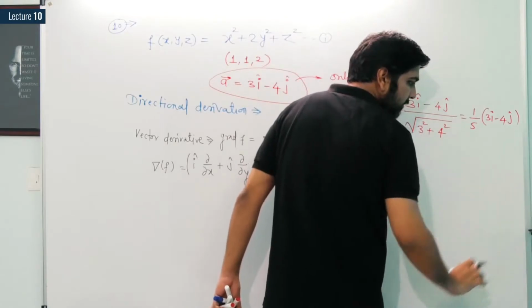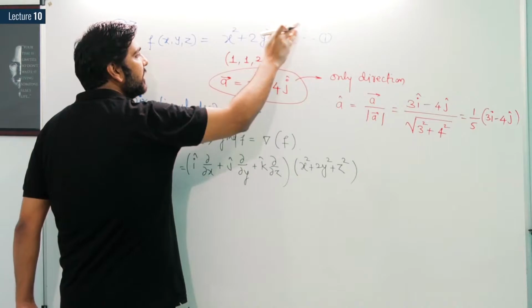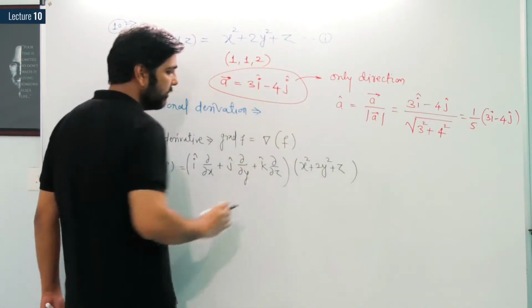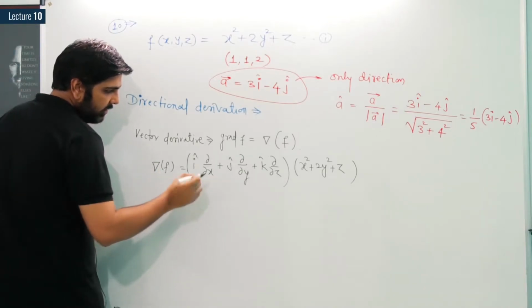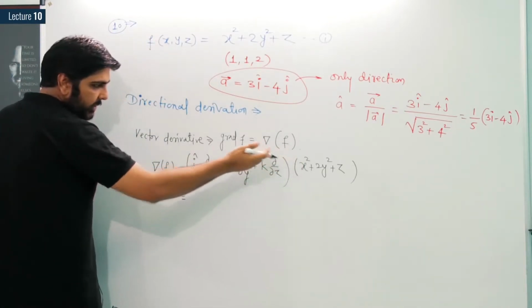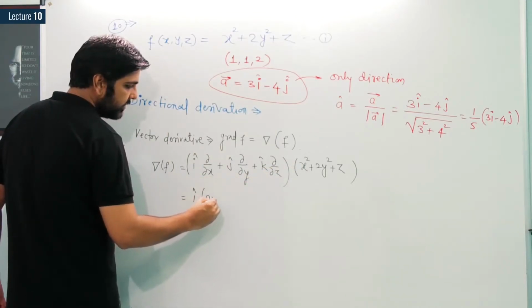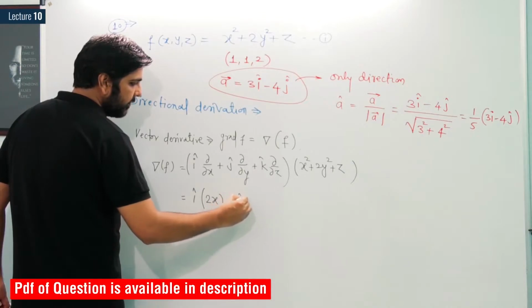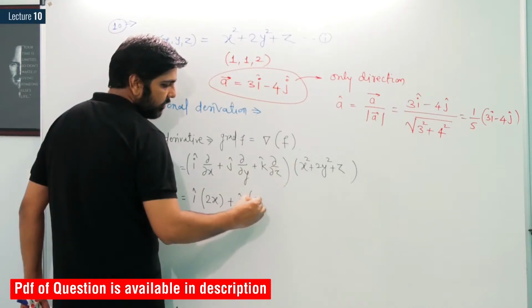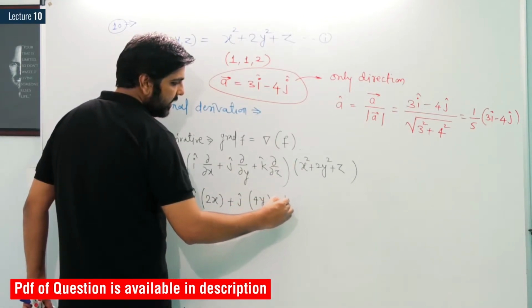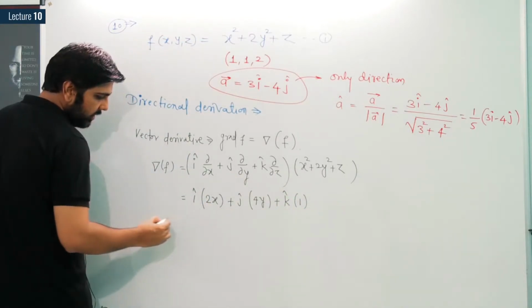Check your booklet. Is it your function? X square plus 2y square plus z. Okay, so here I am having only z. Okay, no problem. Right. So now just apply it. So with respect to x I am having i times the differentiation with respect to x, which is 2x, plus j. Differentiation with respect to y, so 2 and y square, so I am having 4y, and plus k cap. Differentiation with respect to z is 1.